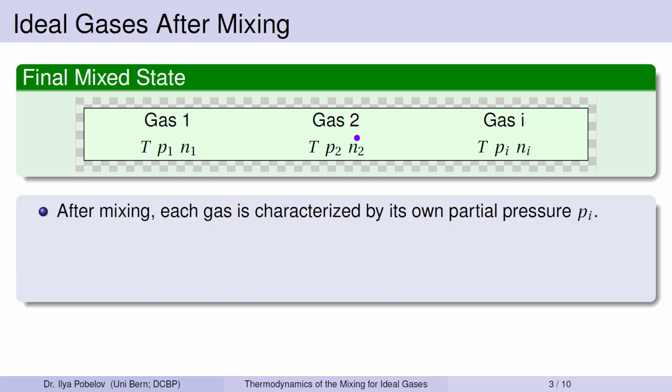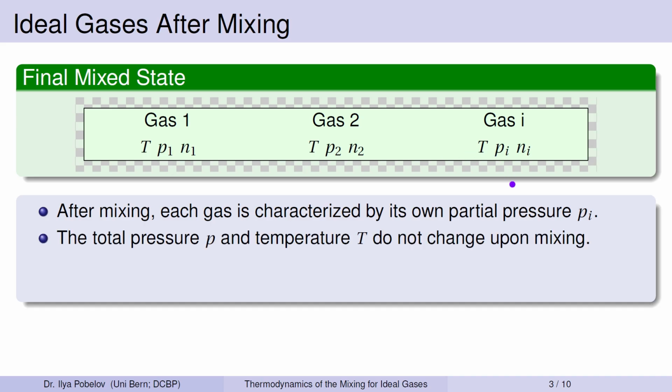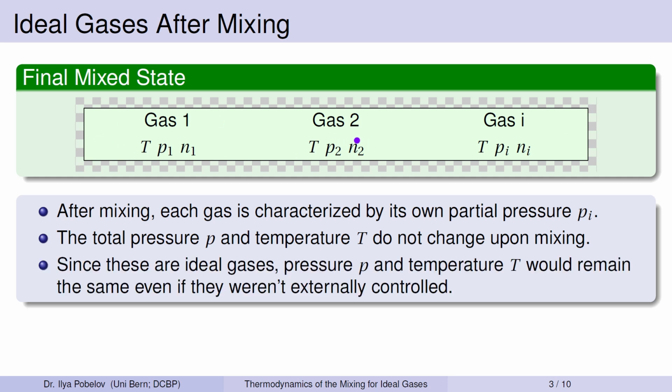When the walls between the chambers are removed, the gases mix, and each gas is now characterized by its own partial pressure Pi. The total pressure and temperature in the combined chamber do not change upon mixing. Since these are ideal gases, they would remain the same even if they weren't externally controlled. Furthermore, the total pressure in the chamber P is the sum of the partial pressures of individual ideal gases Pi.